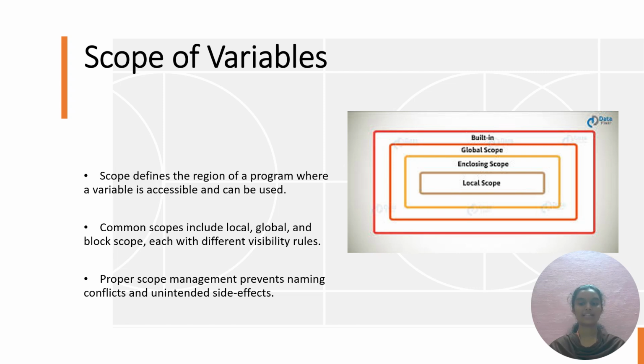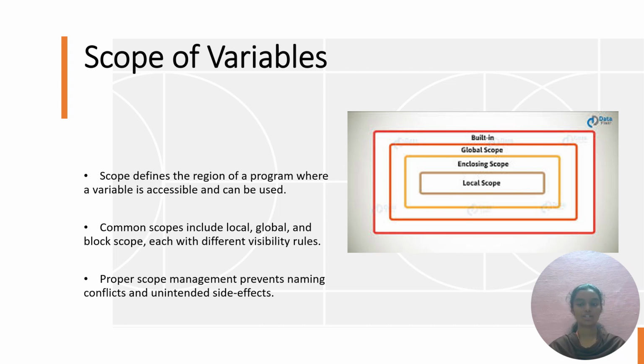Variables declared inside the function or the block can be accessed only there, whereas in the case of global scope, variables are declared outside all the functions and they are accessible throughout the program. The third one is the block scope. Variables defined inside the curly braces are only available within that block.